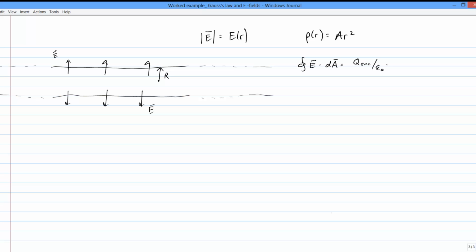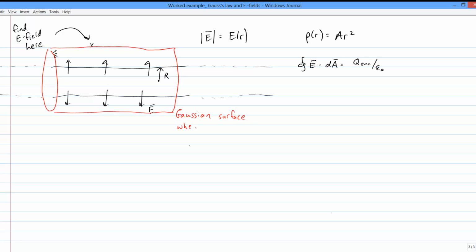The next step is to draw a Gaussian surface. Again, Gauss's law is a statement about the flux through some arbitrary surface, and it's going to give you information about the E field on that surface and nowhere else. So if you want to know the E field right here, you better draw a Gaussian surface that includes that point. And it's probably a good idea to draw a surface that has the same kind of symmetry as the charge distribution, for reasons we'll see right now.